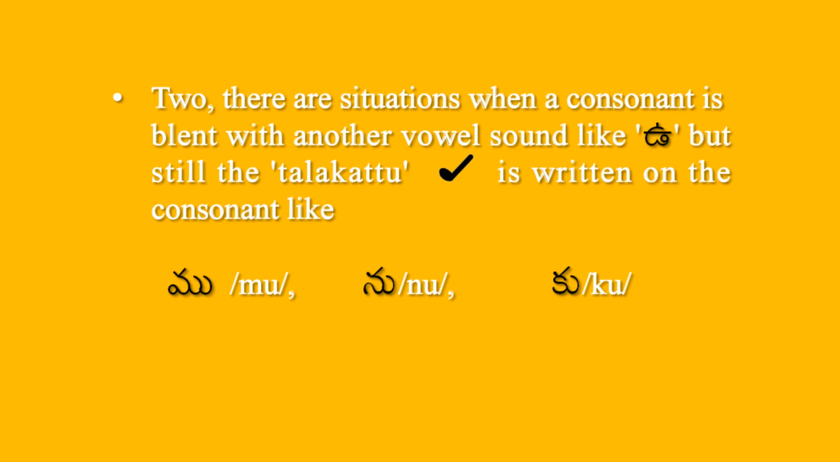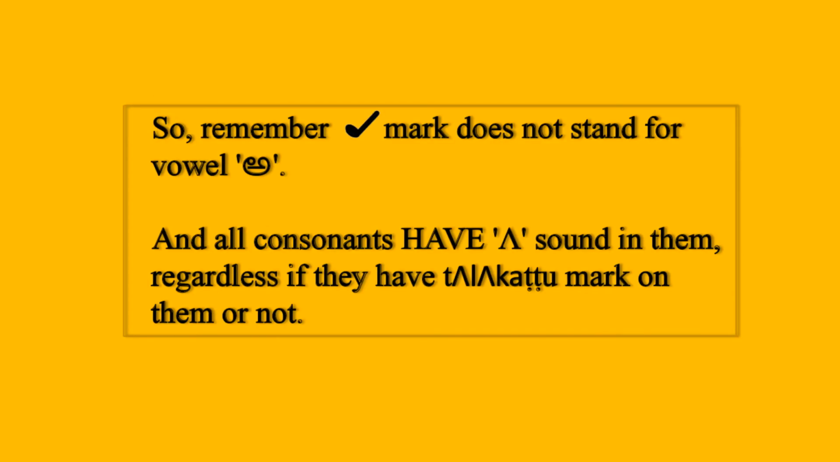Another fact is that many consonants do retain the check mark even after being blended with another vowel sound. So if you see here, mu, nu, ku, these consonants are blended with the sound u, but they still retain the talakattu on them. So the point here is that the check mark, or talakattu, doesn't stand for the vowel A.